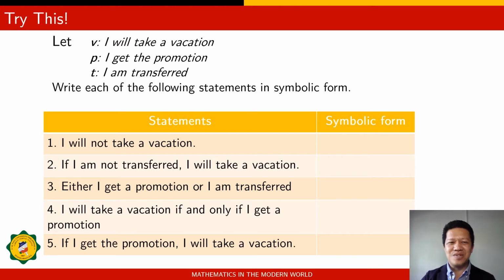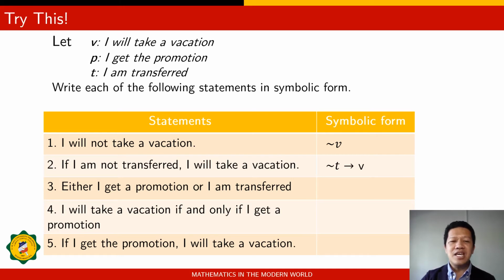Let's check your answers. For one, I will not take a vacation. That is an example of negation, and you have to use the symbol for the word not, and that is not V. For number two, it is a conditional statement. So we use the symbol for implication, and we need to use the symbol for the word not. So not T implies V, or if not T, then V.